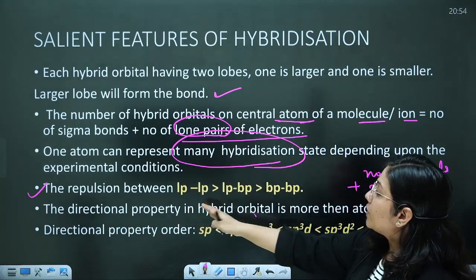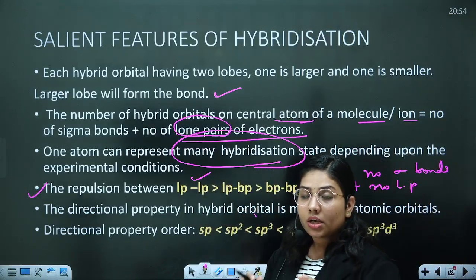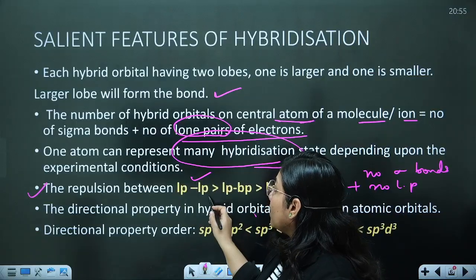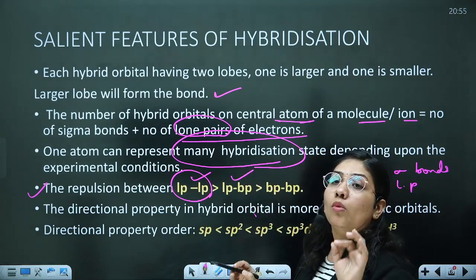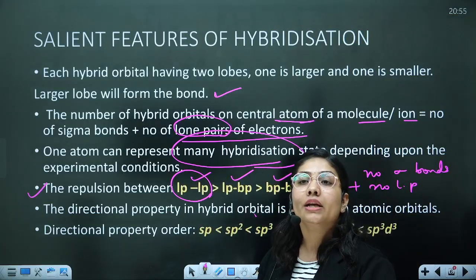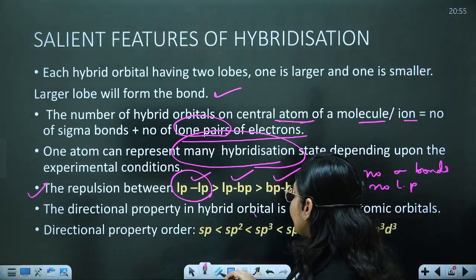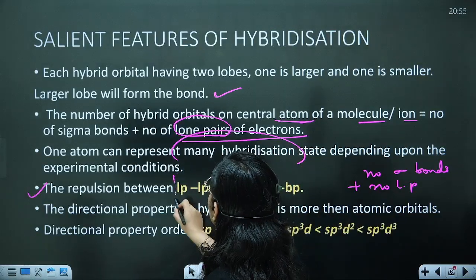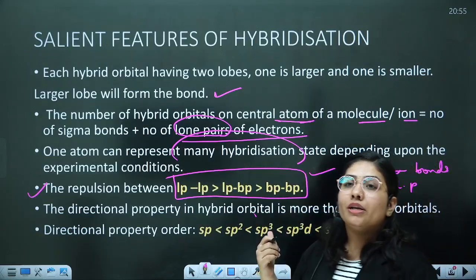Come to next point, this is very important. The repulsion between lone pairs is maximum. We are talking about a molecule in which there are two lone pairs and two bond pairs, then the lone pair-lone pair repulsion will be maximum. After that, lone pair and bond pair repulsion will be less than that, and bond pair repulsion will be even lesser than both of them. So this is the order of repulsion between the pairs of electrons present. This is an important thing, this should be remembered.